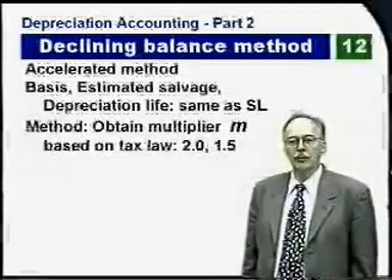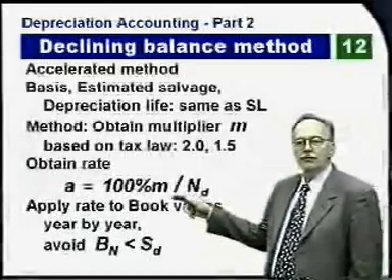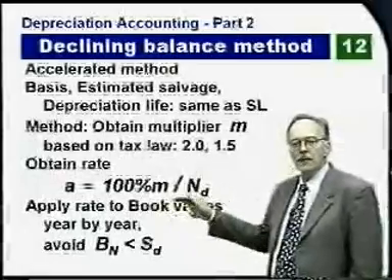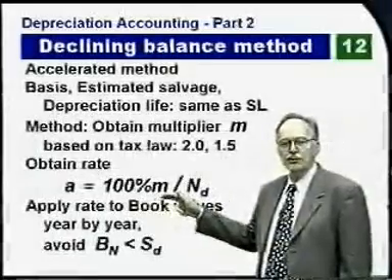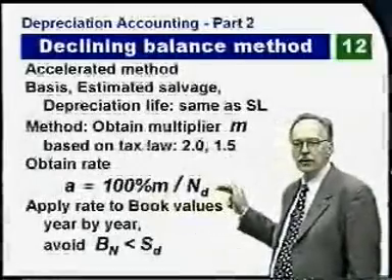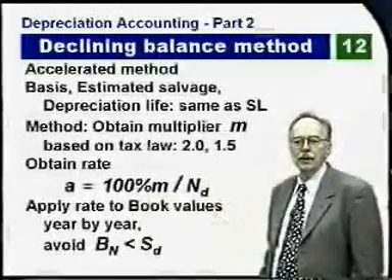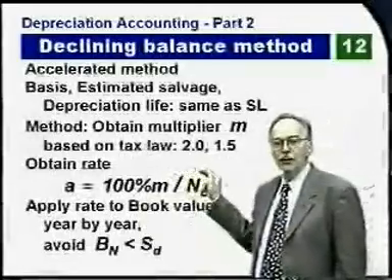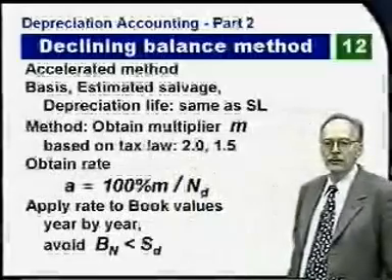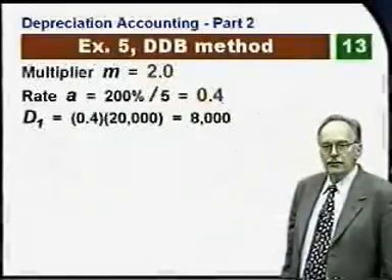In our example, we're going to use the double declining balance method. So we're going to obtain a multiplier m equal to 2. We obtain a multiplier a by taking this 100% times 2 or 1.5 or whatever the case may be and dividing it by the depreciation life. We then apply this a multiplier to the book value year by year. As the book value declines, we apply the a multiplier to that. We have to take care that the book value does not decline below the estimated salvage value.